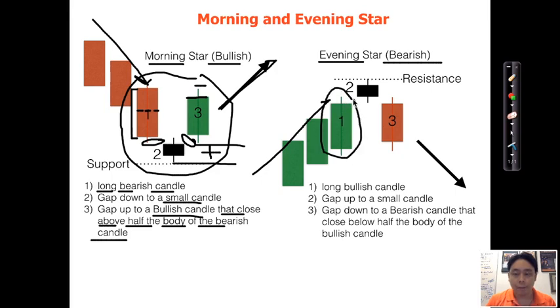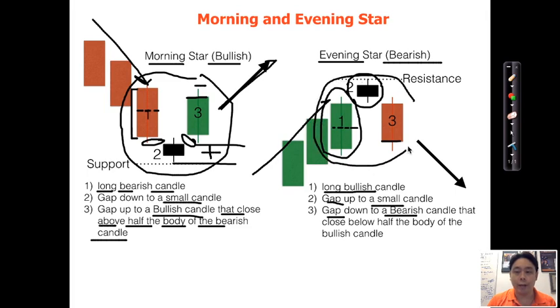And then it gaps up to a small candle, all right? So long bullish candle, gap up to a small candle, and then it gaps down to a bearish candle that again should close below the 50% mark of the bullish candle. So when you see this combination of three candles, bullish candle, gap up, small candle, gap down, bearish candle, evening star, you can place a sell order over here with a stop loss either here or here.